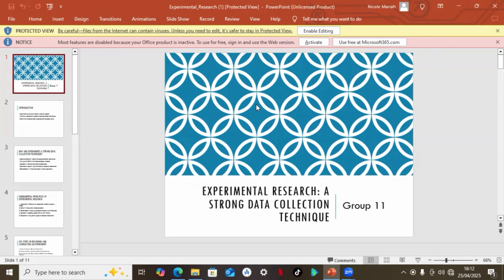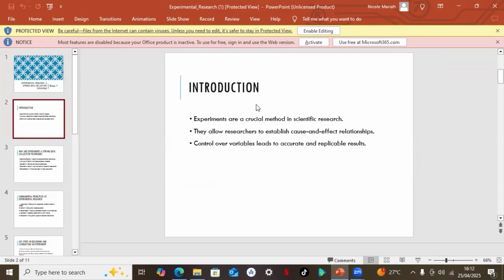So we're going to be presenting experimental research, a strong data collection technique, and I'm going to introduce the topic to you. So experimental research is a scientific method used to explore cause and effect relationships. In simple terms, it helps us understand how one thing affects another. In scientific research, it allows researchers to establish cause and effect relationships, and control over variables leads to accurate and replicable results.